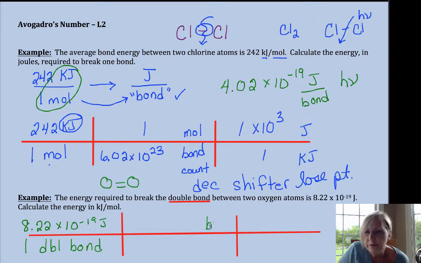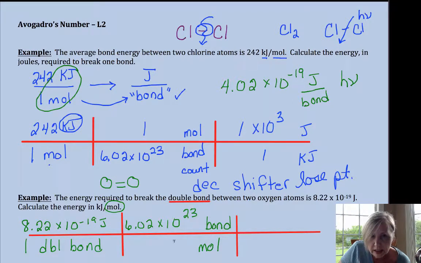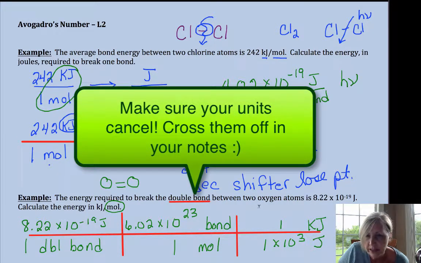Okay, I like to deal with my denominator first. I've got bonds in the denominator, so I'm going to put it in the numerator to get rid of it. And I need moles, right? It says to convert to kilojoules per mole. A bond is something you can count. So 6.02 times 10 to the 23rd goes there for every 1 mole. Joules to kilojoules, don't be a decimal shifter. For every 1 kilojoule, we have 1 times 10 to the 3rd joules.